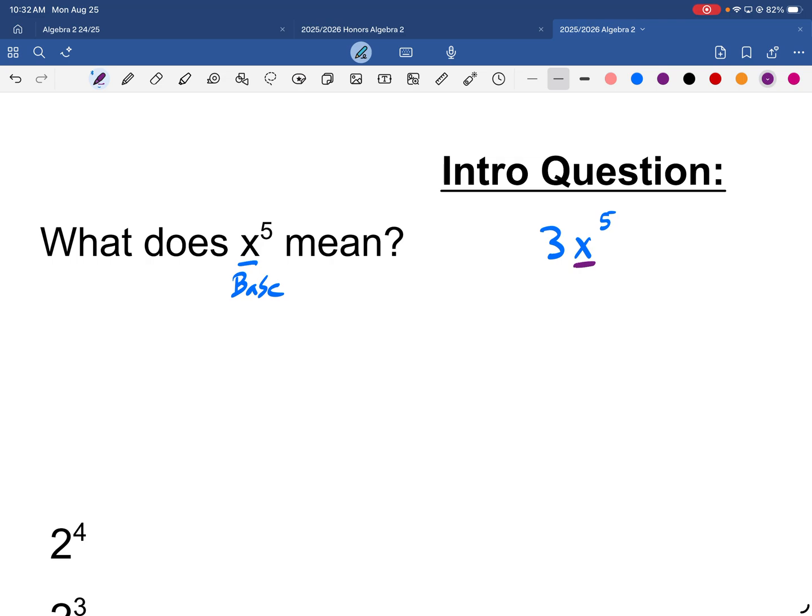But when we say something like x to the fifth, mathematically, what does that mean? How many x's do I have? 5. I've got 5 x's. So we call this expanded form. This really means x times x times x times x times x. That's what it means by taking it to an exponent.